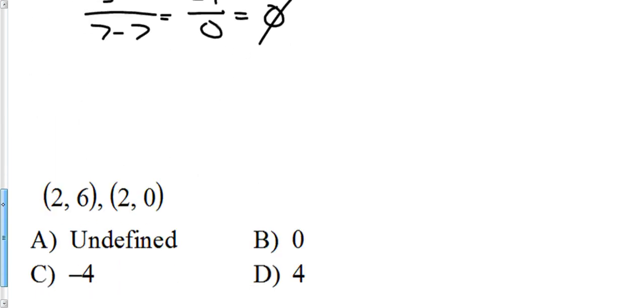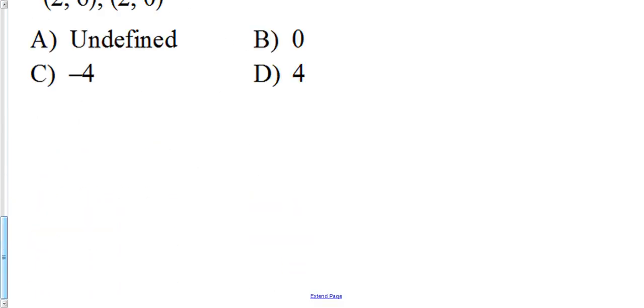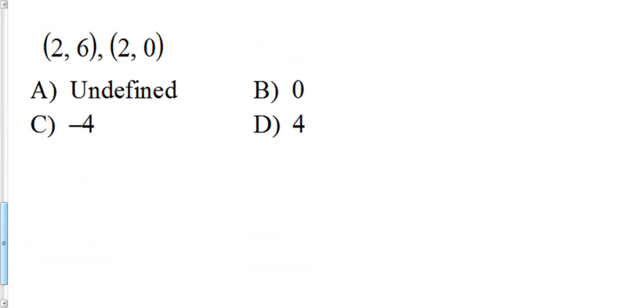And if I look at another one, this problem right here that we did in class, we would take 6 minus 0 divided by 2 minus 2, which would give me an undefined slope. 6 minus 0, y2 minus y1 over 2 minus 2. So that would be an undefined slope.